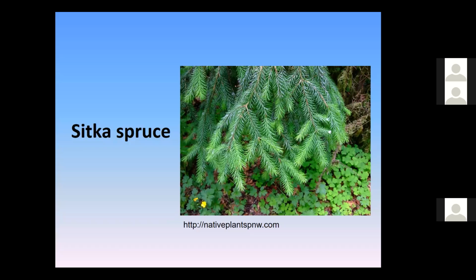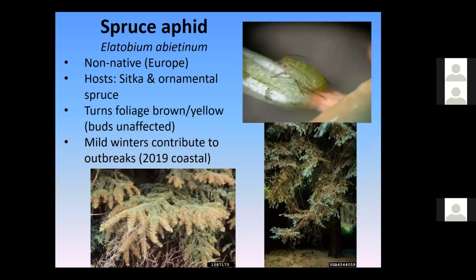And Sitka spruce, I've already mentioned the spruce gall, the tips at the ends there. It's another one of those things that looks bad, but not really serious in terms of long-term damage. So while we're on the theme of sucking insects, I'll talk about this spruce aphid.